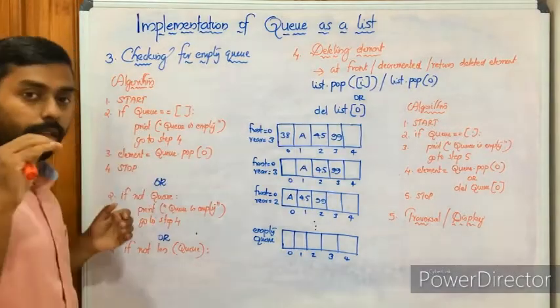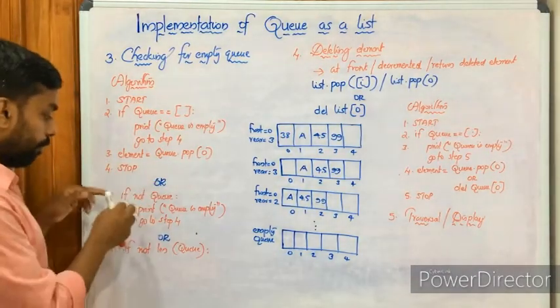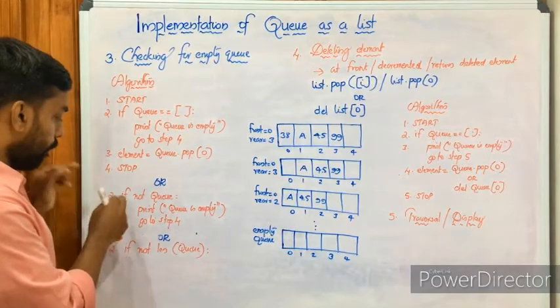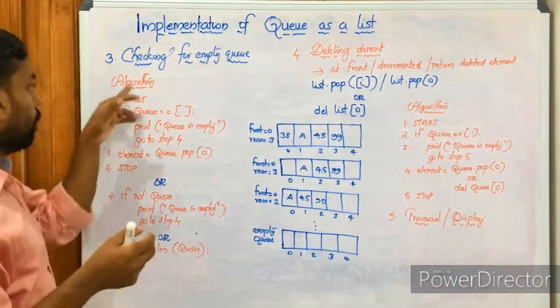Okay, if the queue is empty. Then we have the second algorithm. We start with the second. Okay, 2. The first is of course start.